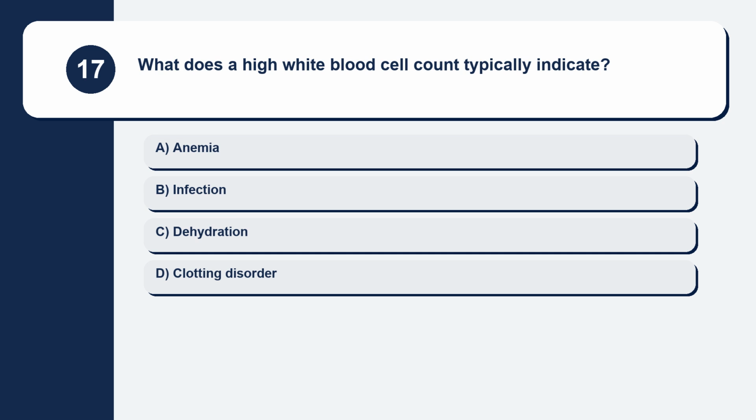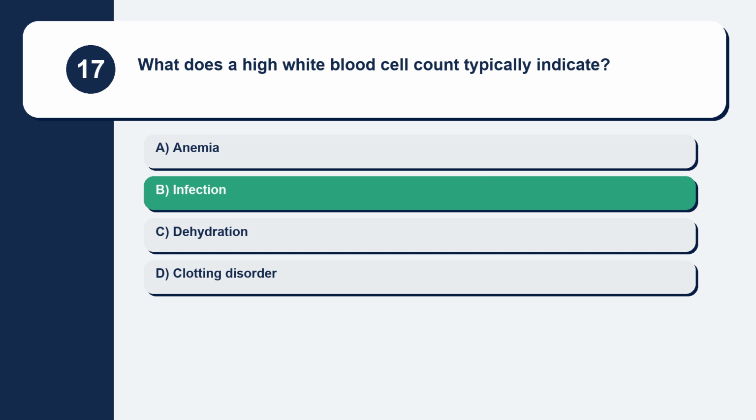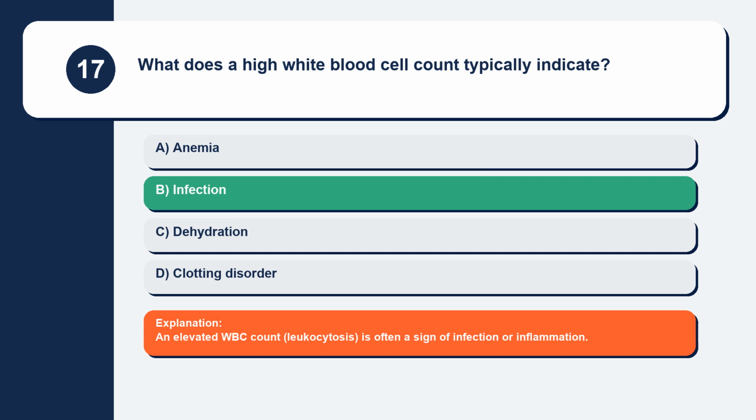Question 17. What does a high white blood cell count typically indicate? Anemia. Infection. Dehydration. Clotting disorder. An elevated WBC count, leukocytosis, is often a sign of infection or inflammation.